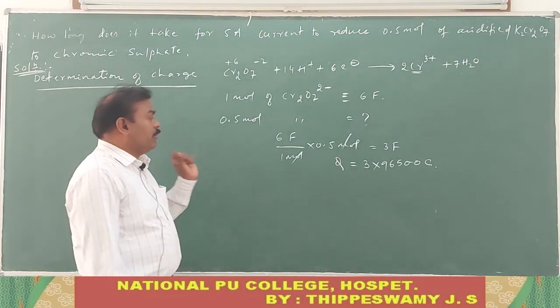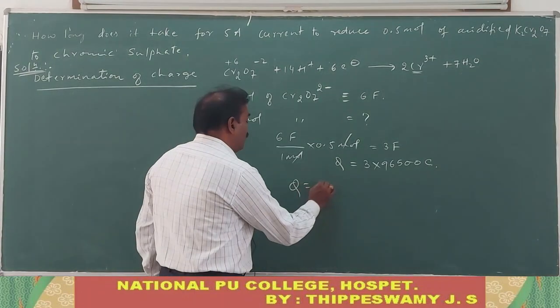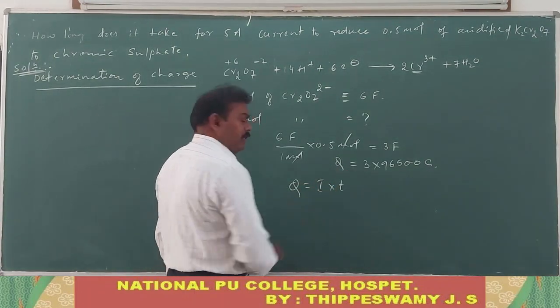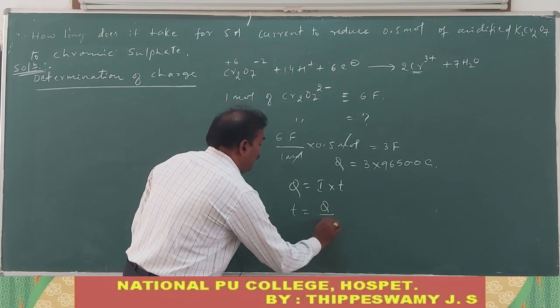Now we can find the time. We know the relation, what is it? Q is equal to I into T. We know the relation, okay? Or time T is equal to what? That is Q divided by I.